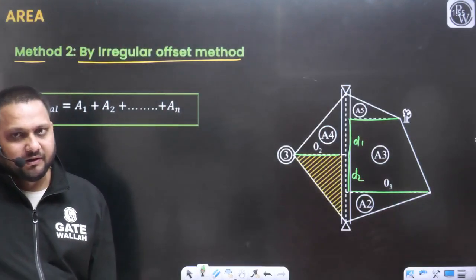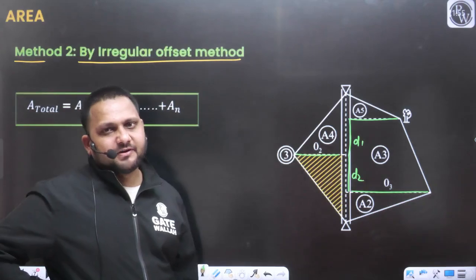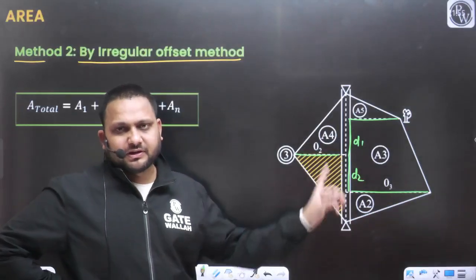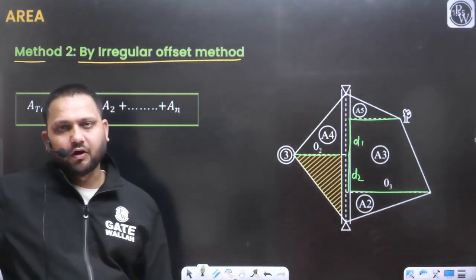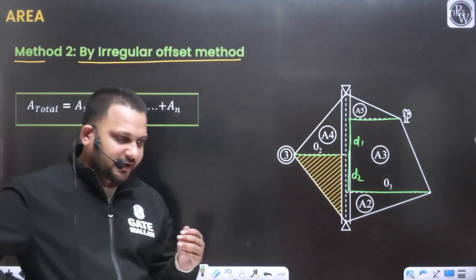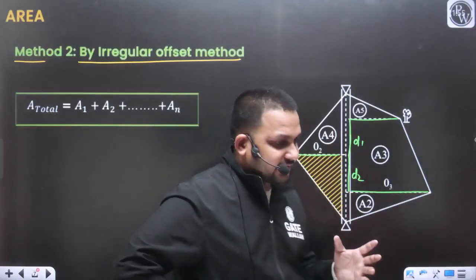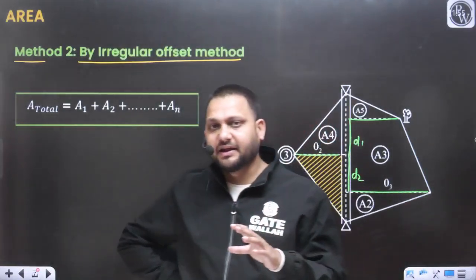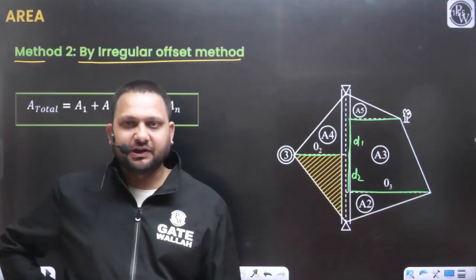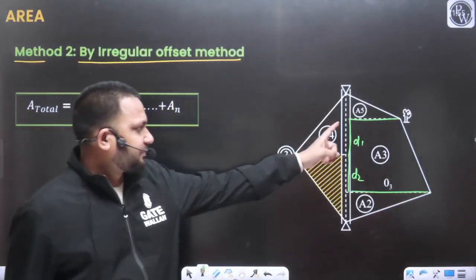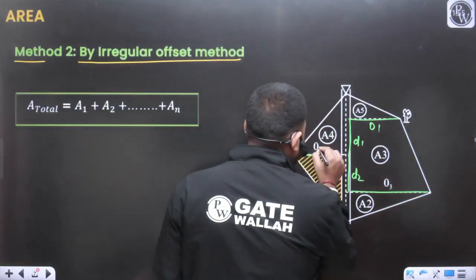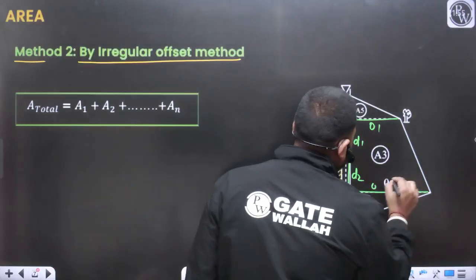The second point: why have we marked the offsets for the calculation of the total area of this field? We place the offsets like this so that we can divide the entire area into small regular geometries. Let's say this is our offset 1, O1, this is O2, and this is O3.